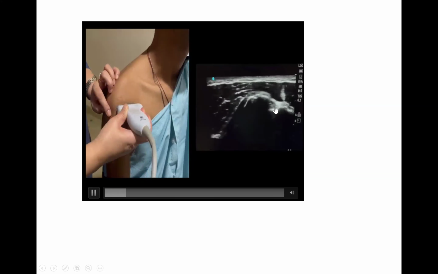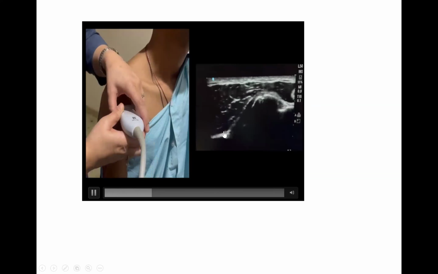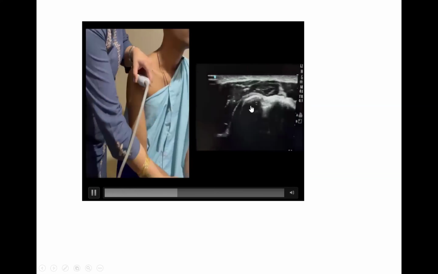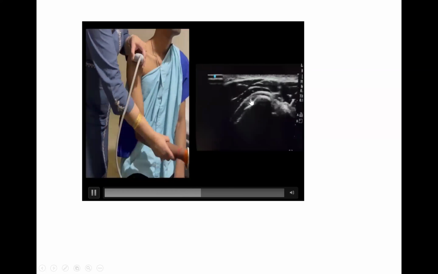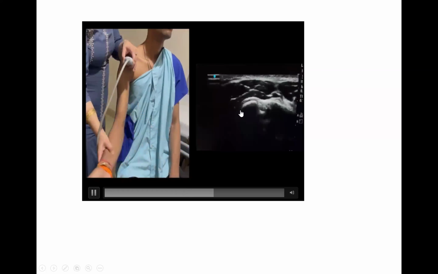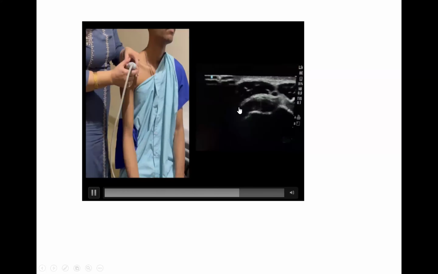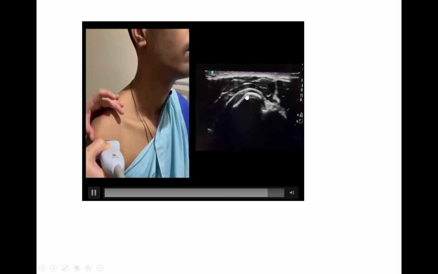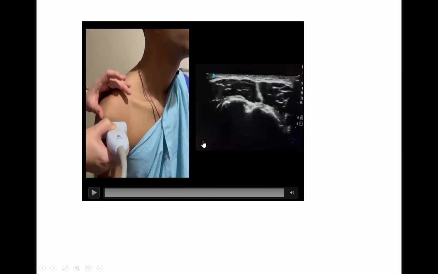the both the tuberosities, the biceps tendon, and after that move the probe a little medially so that I can see the subscapularis tendon attaching onto the lesser tuberosity, and then ask the patient to externally rotate the arm so that we are able to visualize the complete tendon from beneath the coracoid process. Okay, this is how we examine the subscapularis tendon.